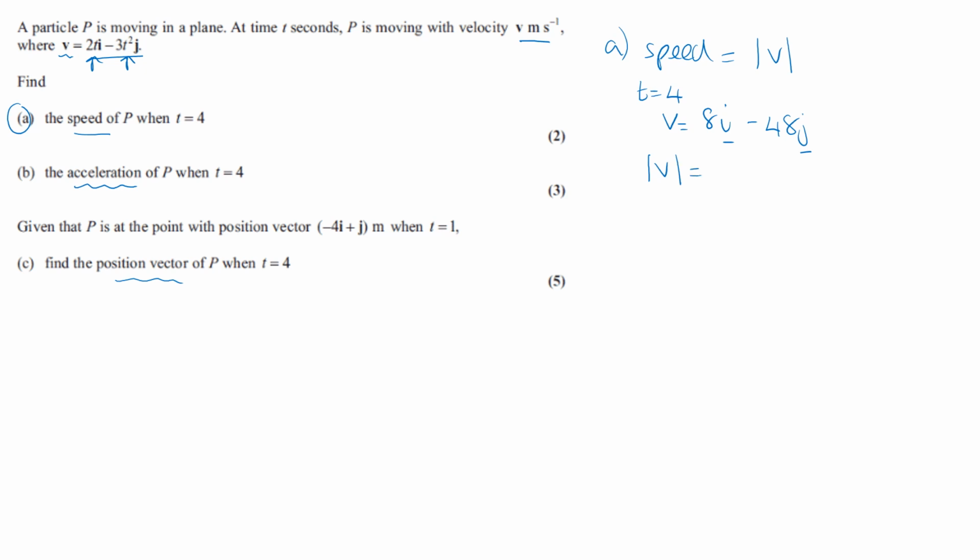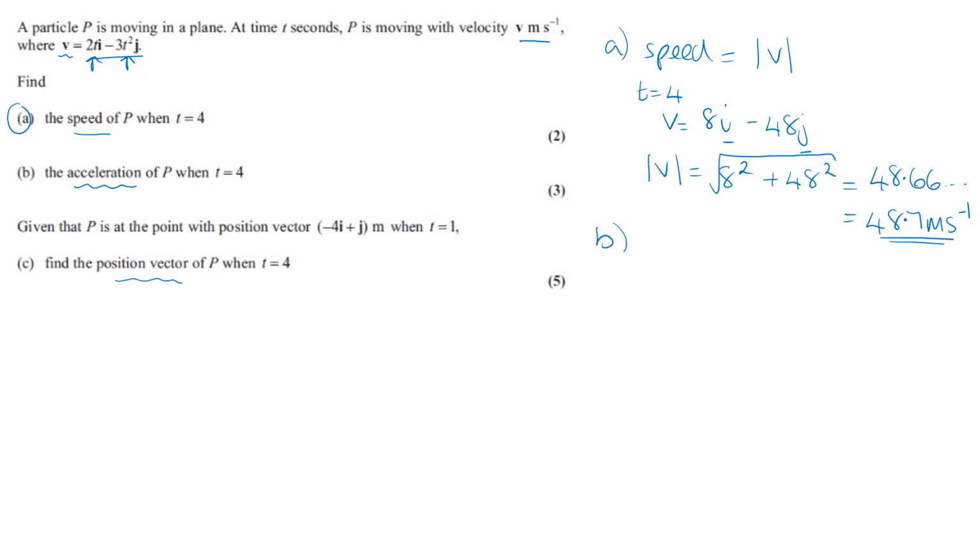And then finding the magnitude, how do we do that? We're going to apply Pythagoras' theorem. So it's 8 squared plus 48 squared, and then take the square root. On our calculator, that comes out to be 48.6 and so on, but we usually give our answers to 3 significant figures, so that's 48.7, and that will be in meters per second.